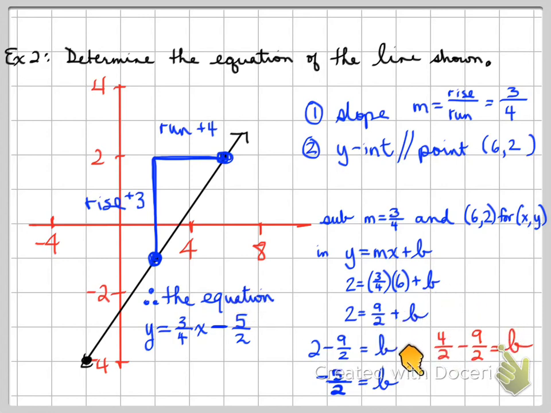Now some of you might have been wondering what this was. Remember earlier in the previous example, I showed you how to do this math without using a calculator. You need to find a common denominator for 2, which will be 2, and so it will be 4 over 2 is equivalent to 2, minus 9 over 2, so 4 over 2 minus 9 over 2 would result in -5 over 2. When we plug it into the equation, we get y equals 3/4 x minus 5 over 2.